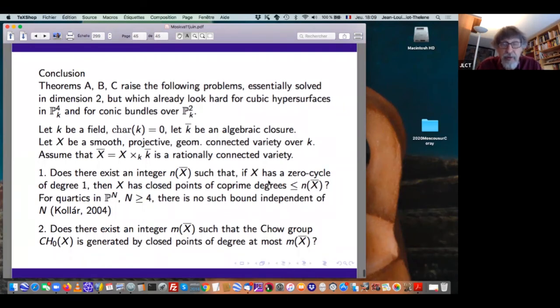Now, if you look at this question, you think, oh, but Colliot-Thélène had some counterexamples. In his paper in 2004, what it proves is that if you take quartics in Pn, n at least 4, there is no such universal bound which is independent of n. You can produce quartics in Pn which have points in an extension of odd degree, very big, and no point in an extension of lower degree. But n grows with this odd degree. So it's no contradiction with a positive answer to that question.